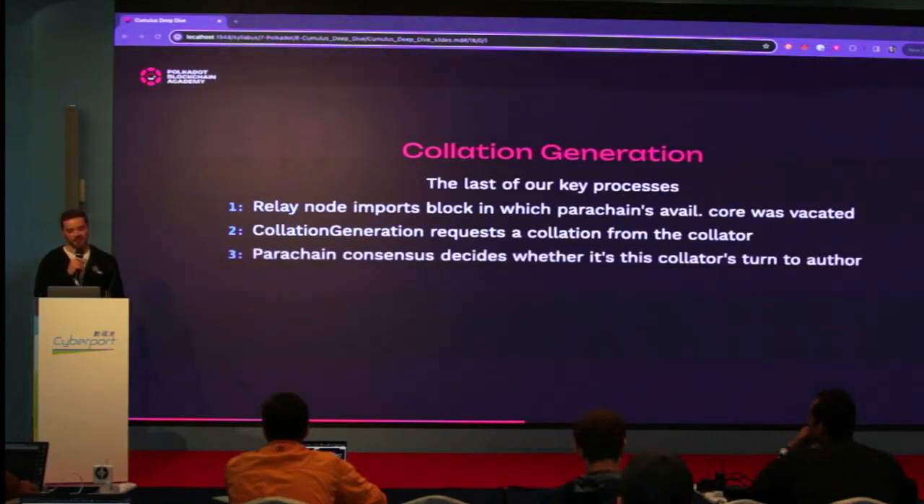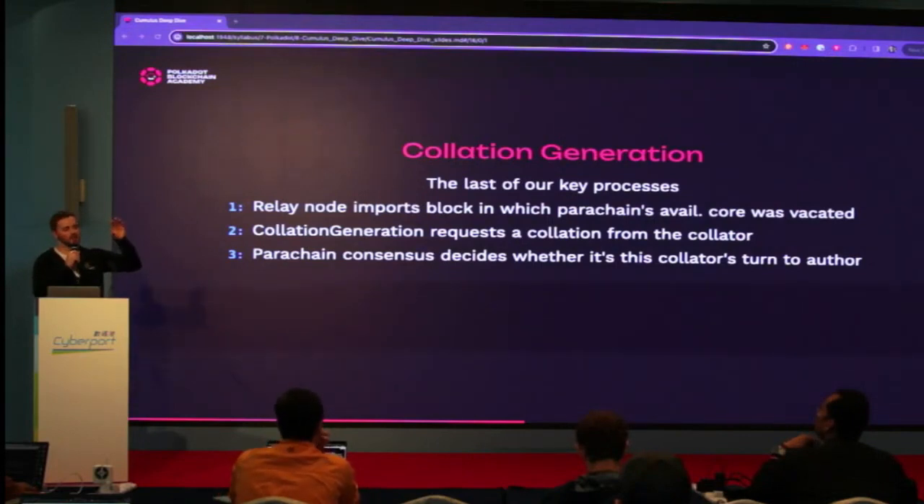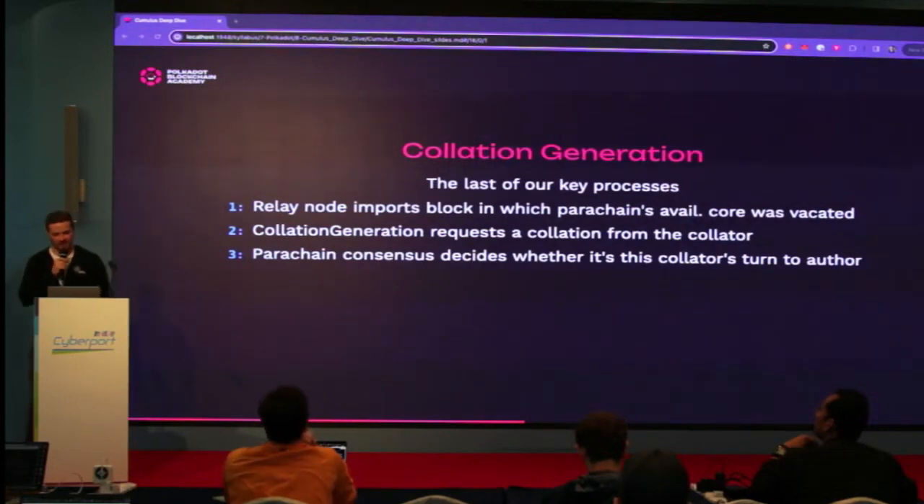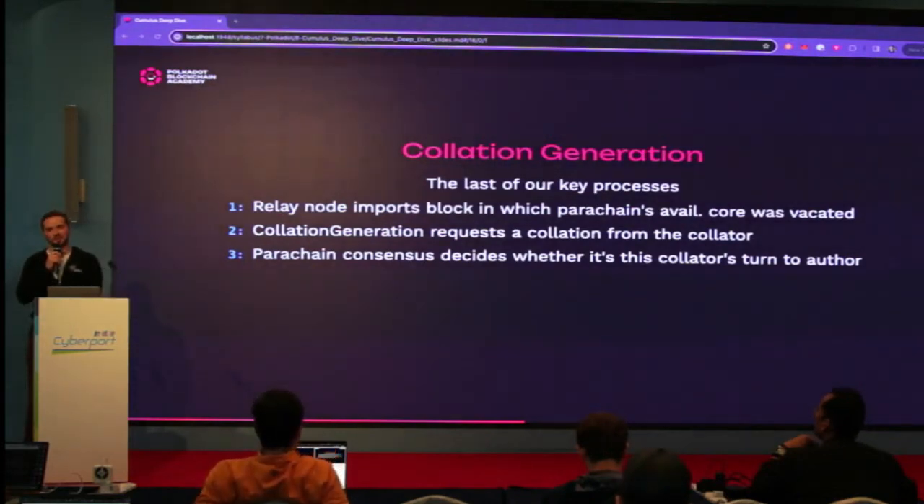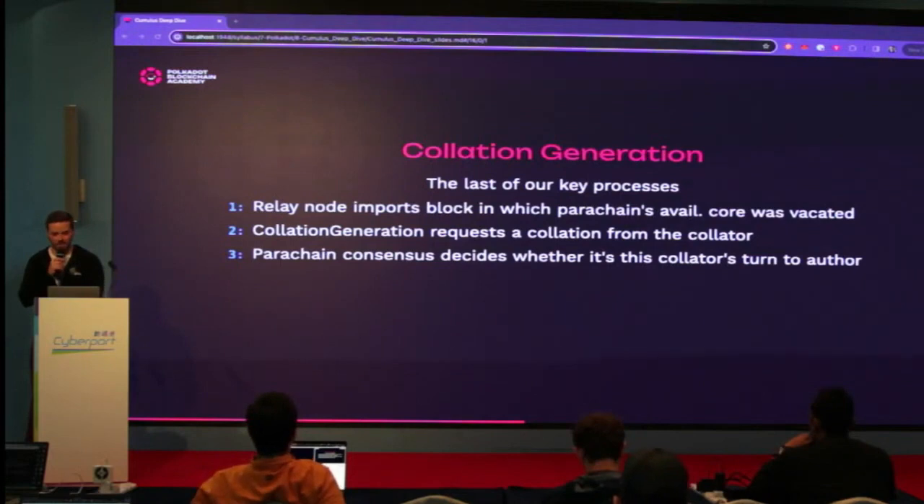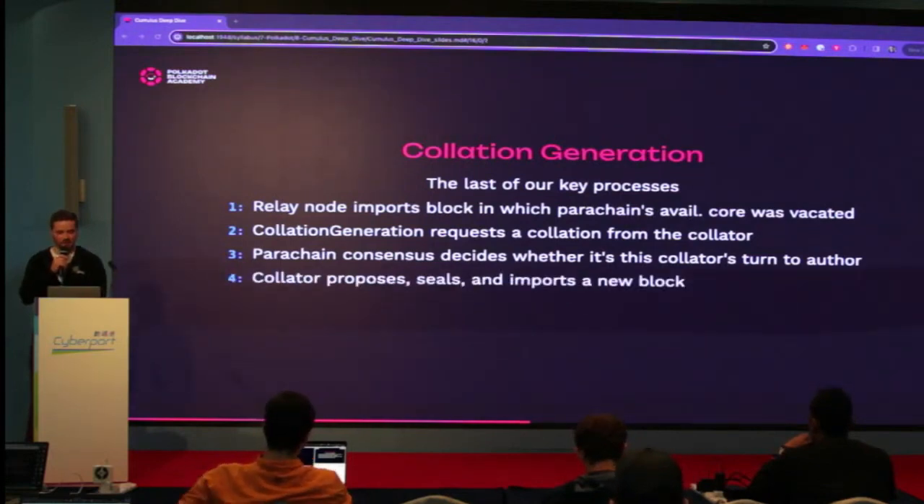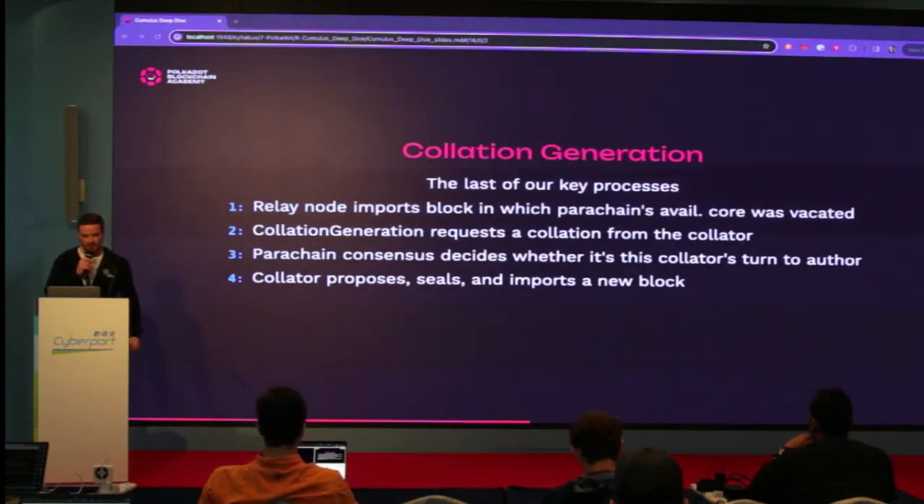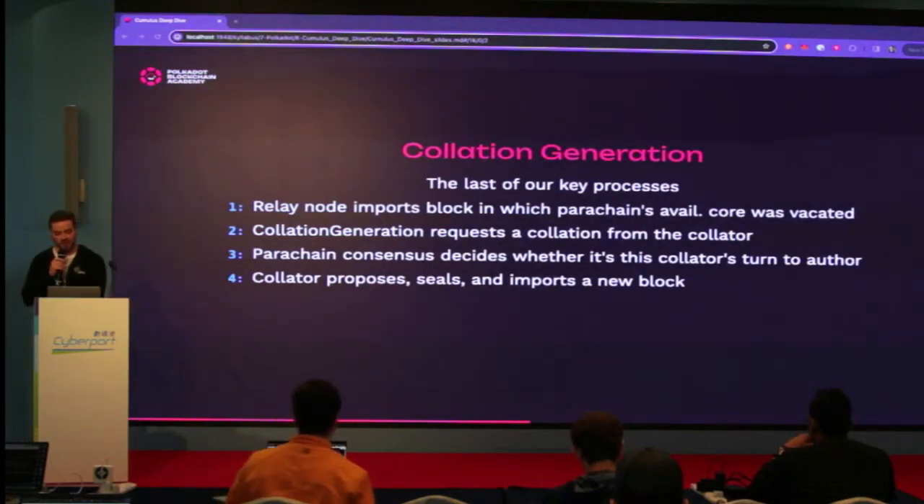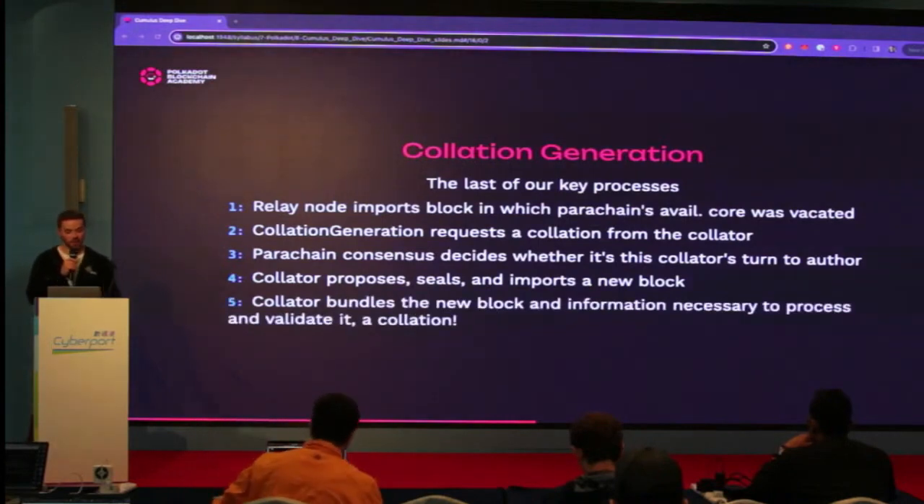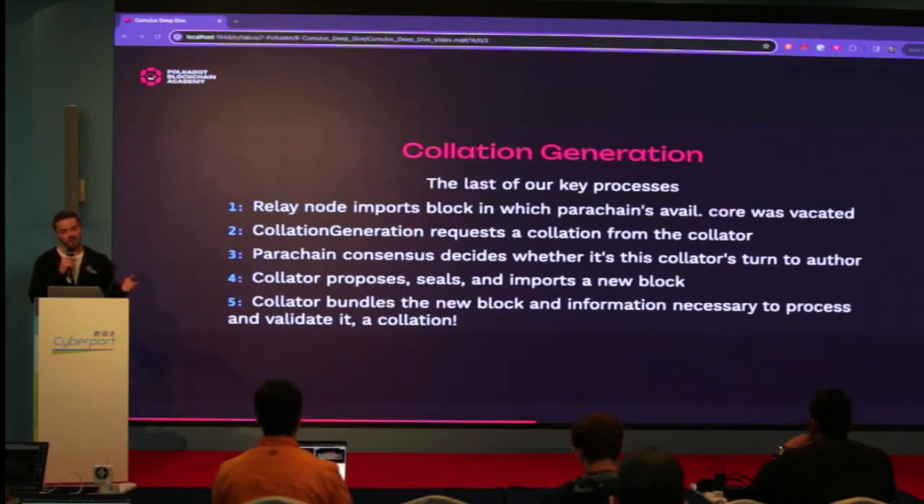Then parachain consensus decides whether it's this collator's turn to author. So if we're doing Aura consensus, then it's our round robin, taking-your-turn scheme: is it my turn? If it's not my turn and I'm a collator, I just wait because it's not my turn. For Tendermint, it might be something like, can I try to build the block that we've all decided someone should build? That might be our scheme there. So then a collator proposes, seals, and imports the new block. And finally, the collator bundles that new block and information necessary to process and validate it, a collation.